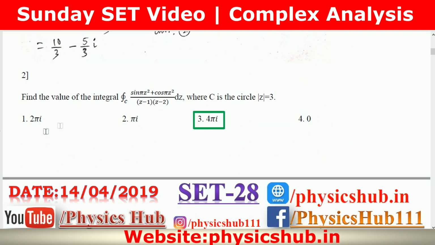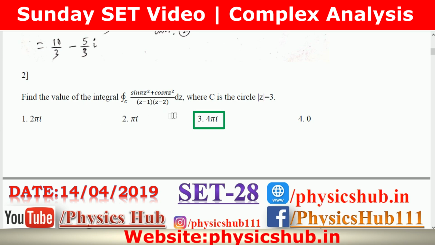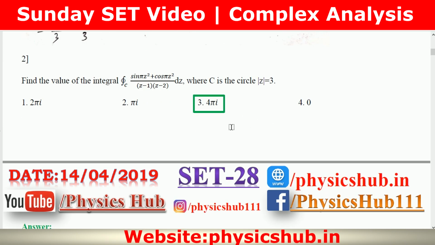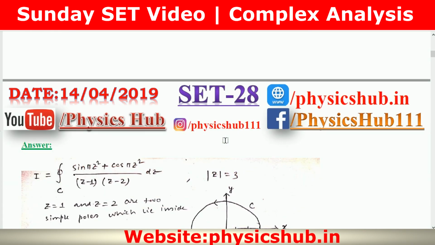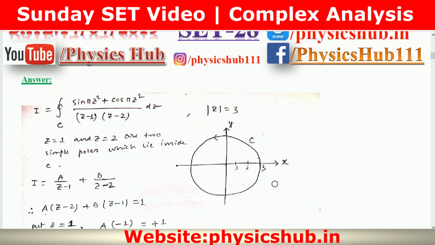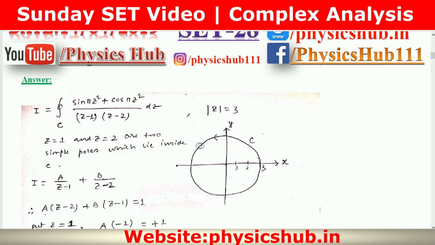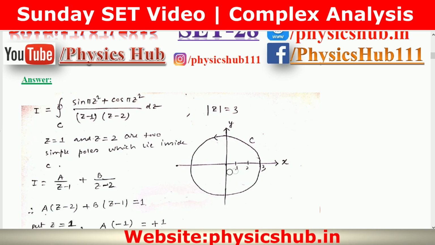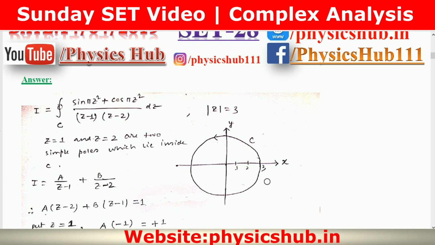Find the value of the closed integral over c of sine pi z square plus cos pi z square by z minus 1 into z minus 2 dz, where c is the circle mod z equals 3. Now what we will have to do? First, check the configuration of the given contour. Mod z equals 3. How does it look like? It looks like this. So the center of the circle is situated at the origin, at this point 0, and then 1, 2, 3.